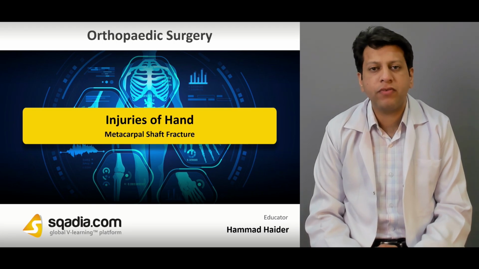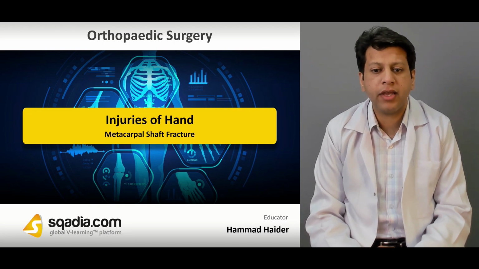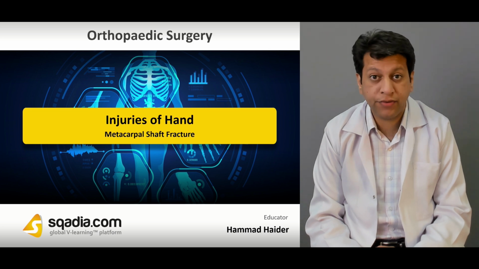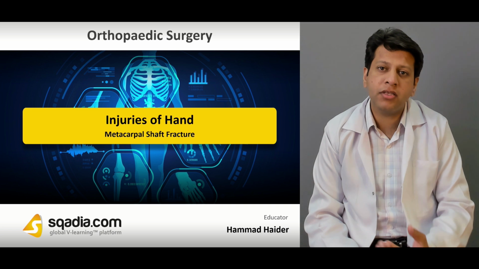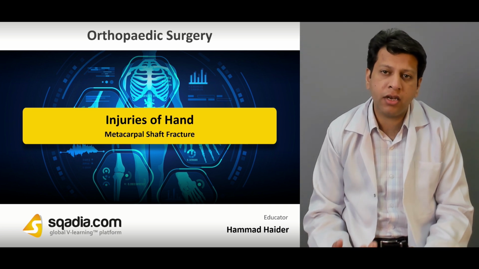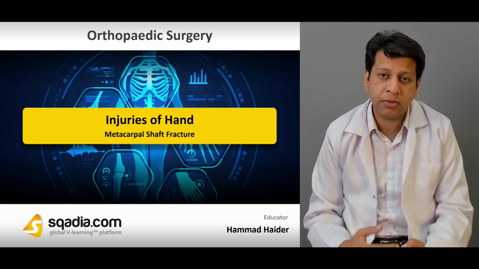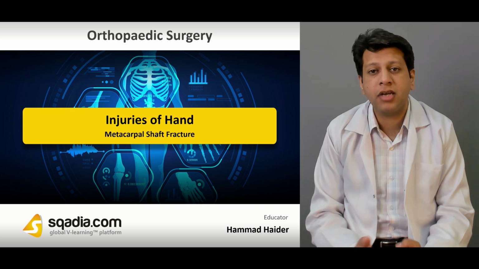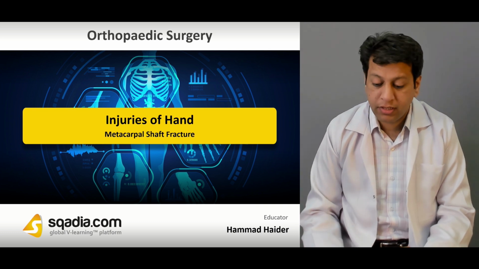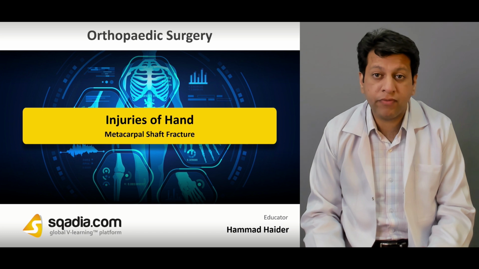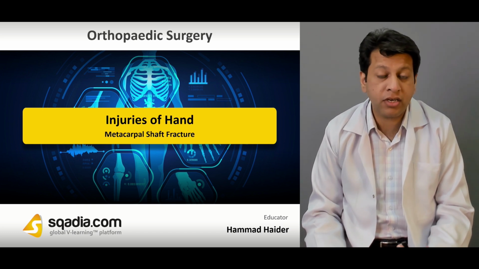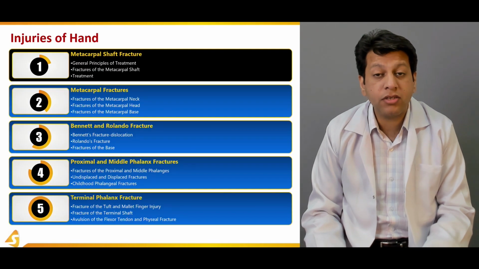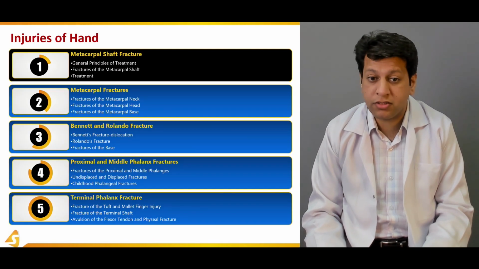Now, moving on to our first section, that is the injuries of the hand, which include the metacarpal shaft fractures. As you know, the hand actually starts at the wrist joint, which is made up of the distal radius, ulna, and the carpal bones, which are actually separate entities. The hand mainly starts from the metacarpals, and the metacarpals involve different anatomical structures, which include the head, neck, shaft, and the base. In this section, we will be discussing the metacarpal shaft fractures.